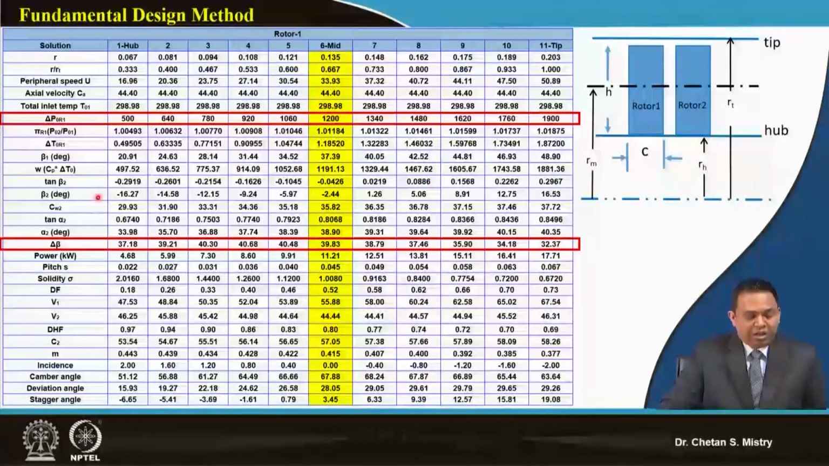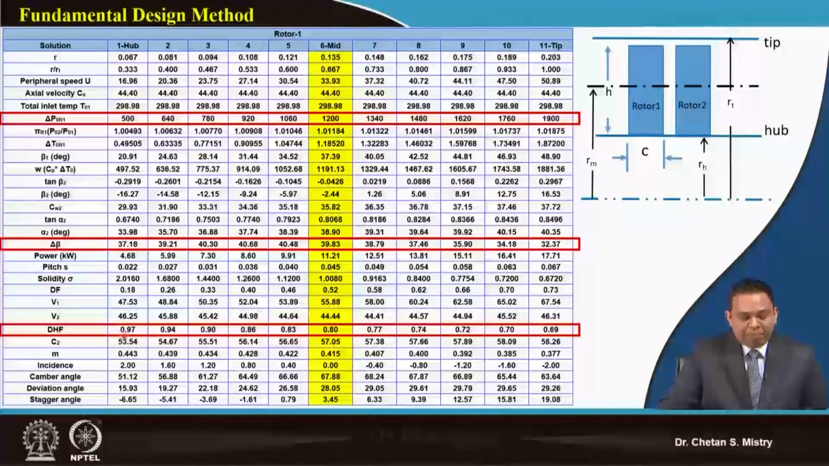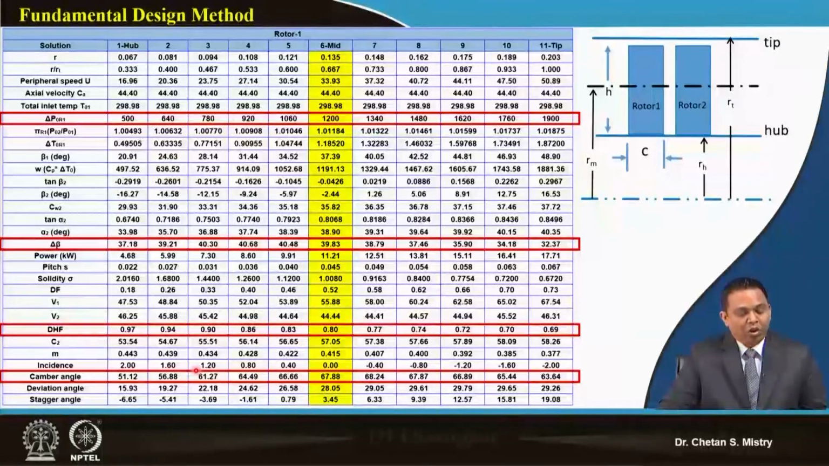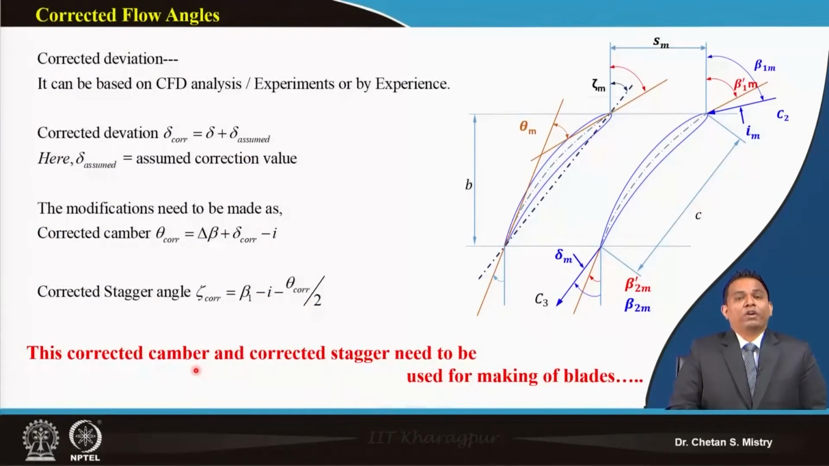Just look, when we put these numbers, I will have a particular trend for delta beta. At the same time, keep an eye on de Haller's factor. In the same way, keep an eye on what is happening with your camber angle. This shows me a particular trend for my camber angle variation.